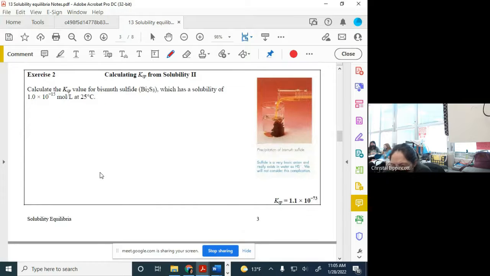Okay, moving on. We're going to calculate the Ksp value for bismuth sulfide. Solubility is given here. So we have to take this value for bismuth and for sulfur, and we're going to have to multiply it by the subscripts to be able to get the concentrations in there. Okay, so let's talk about how that looks. Bi2S3 is solid. We're going to have 2 Bi.